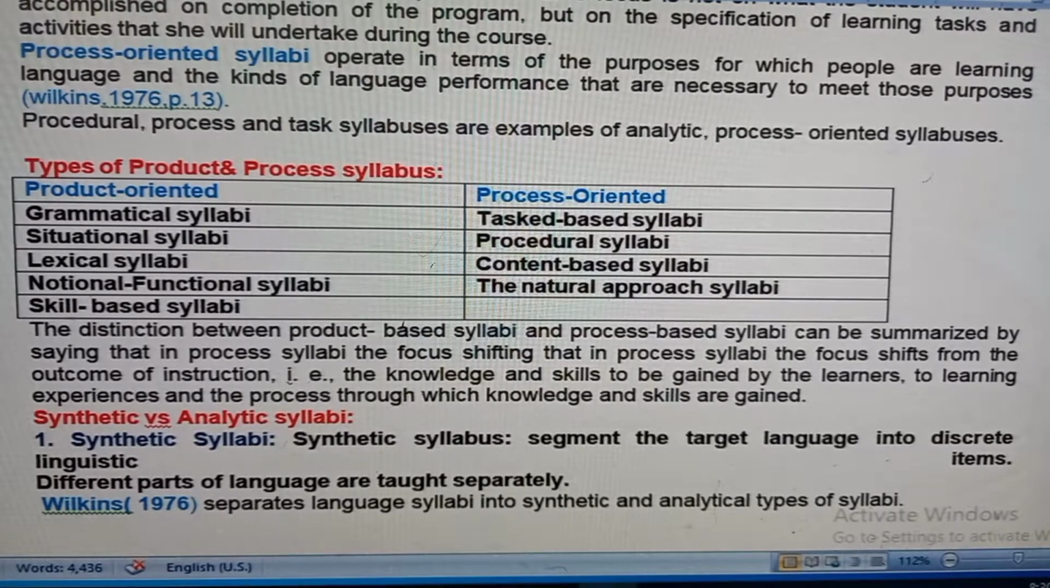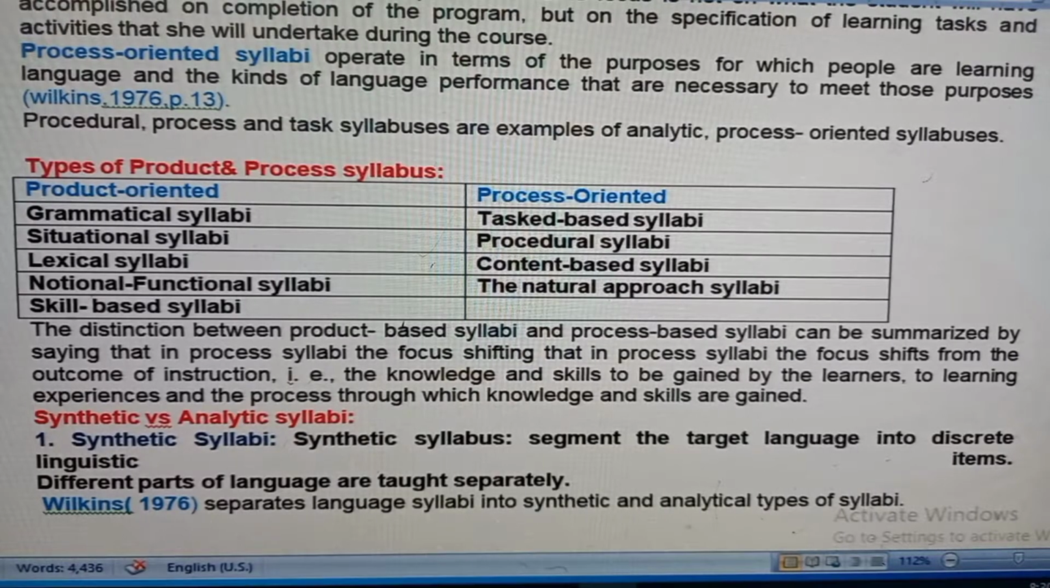Synthetic syllabi segment the target language into discrete linguistic items. Different parts of language are taught separately. Wilkins, 1976, separates language syllabi into synthetic and analytical types of syllabi.